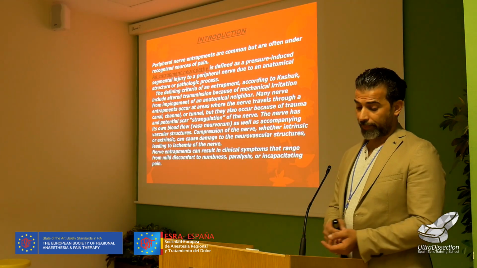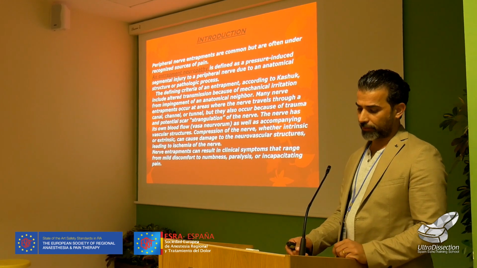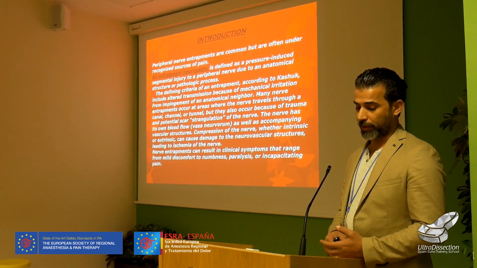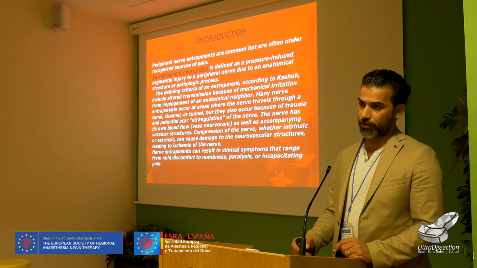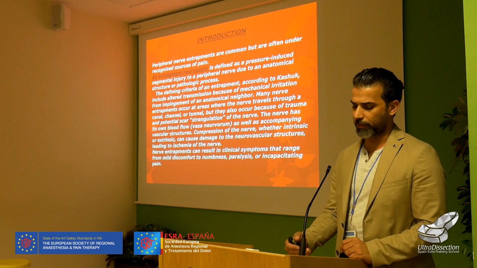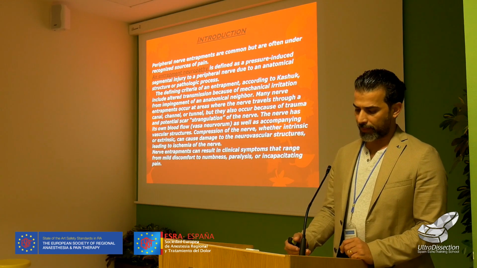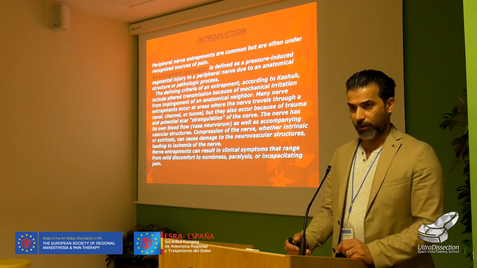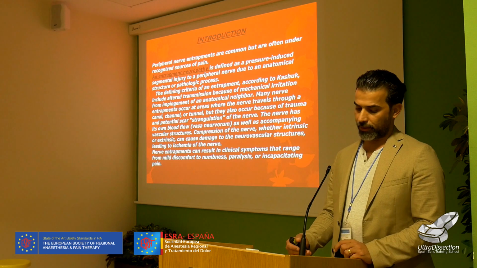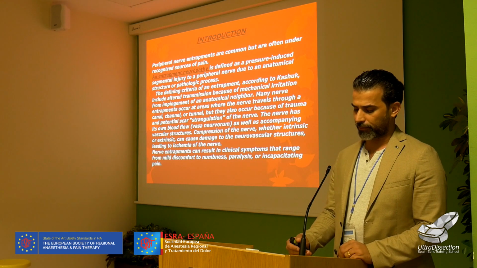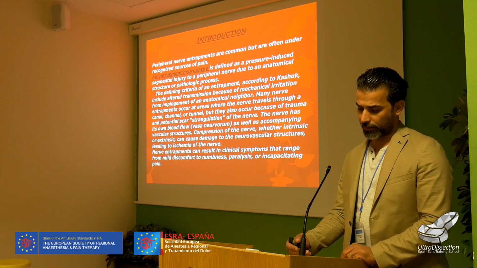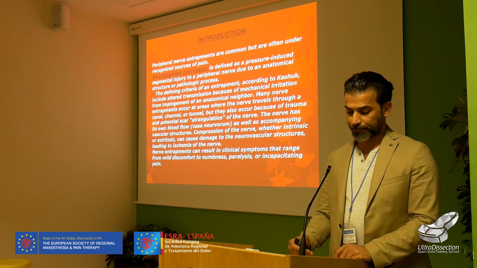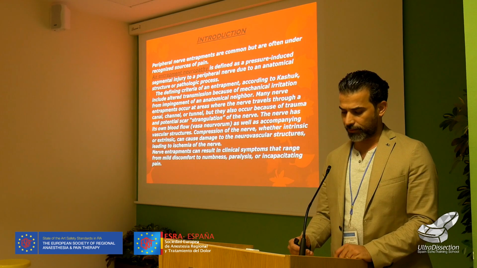Okay, so by introduction, peripheral nerve entrapments are common but often under-recognized sources of pain. Entrapment neuropathy is defined as a pressure-induced segmental injury to a peripheral nerve due to an anatomical structure or pathological process. The defining criteria of entrapment, according to Kashuk, include altered nerve transmission because of mechanical irritation from an anatomical structure. Many nerve entrapments occur where the nerve travels through a channel, tunnel, or canal, but they also occur because of trauma and potential scar strangulation of the nerve.